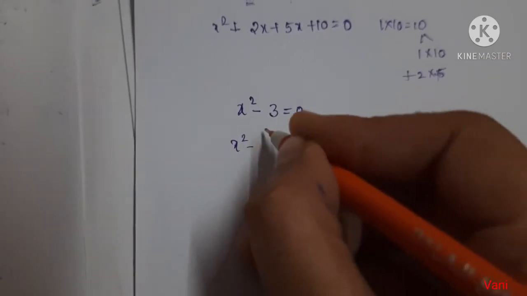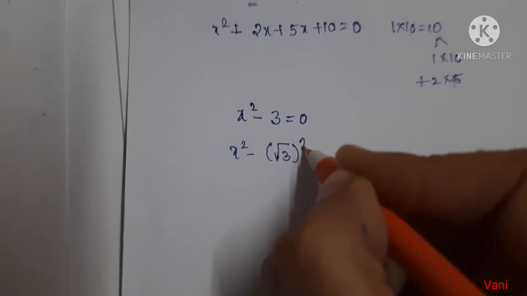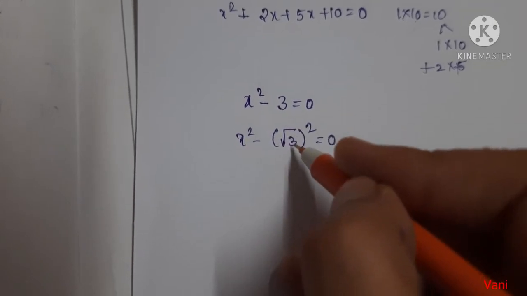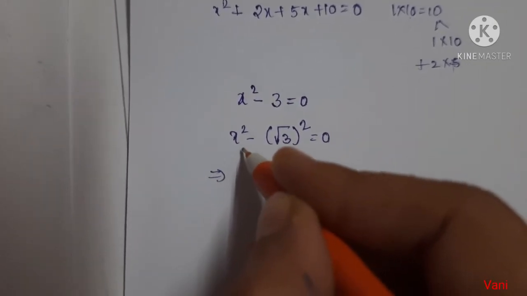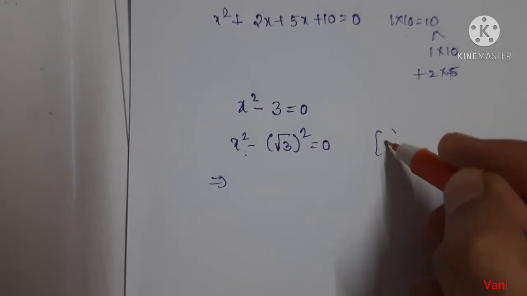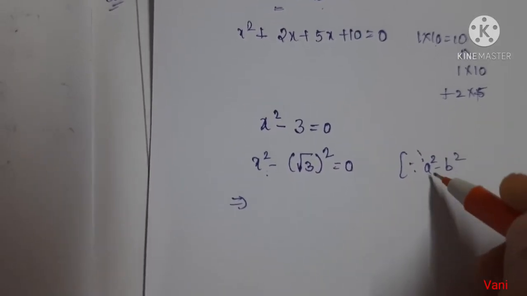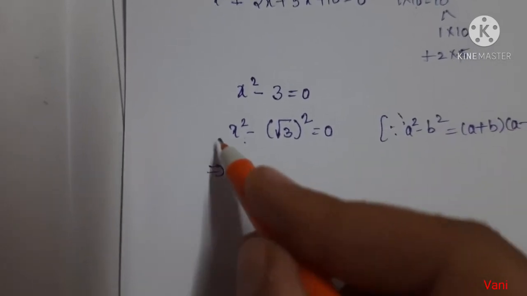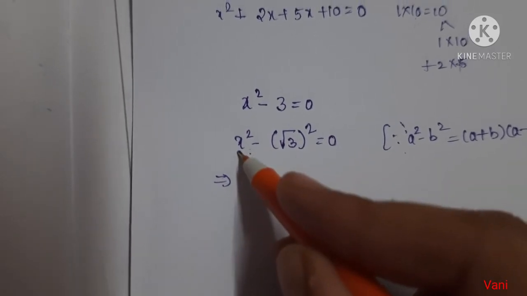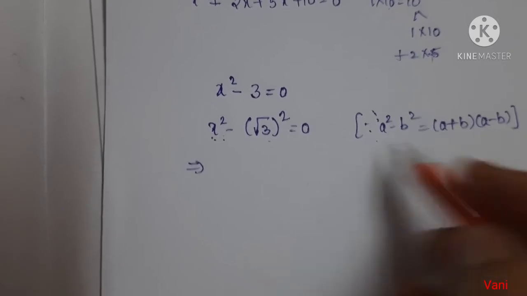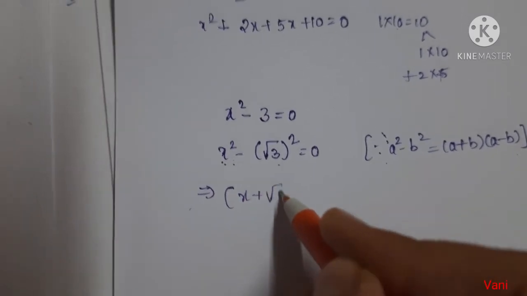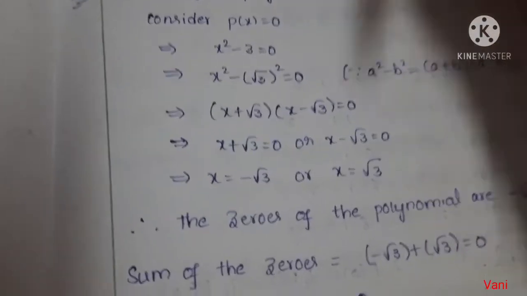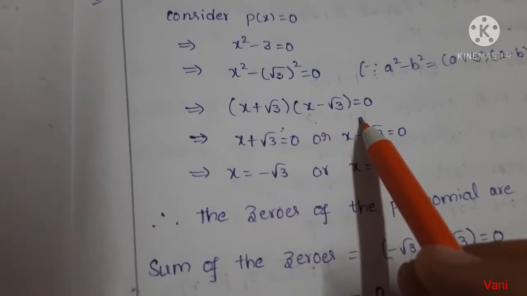So x square minus 3 equals 0. Here 3 can be written as root 3 whole square, because if you cancel the root and square, again you will get 3. If you observe, it is in the form of a square minus b square. In algebraic expressions we have one formula: a square minus b square is (a plus b) into (a minus b). Compared with the formula, the a value is x and the b value is root 3. So expanding, we get (x plus root 3) into (x minus root 3) equals 0.